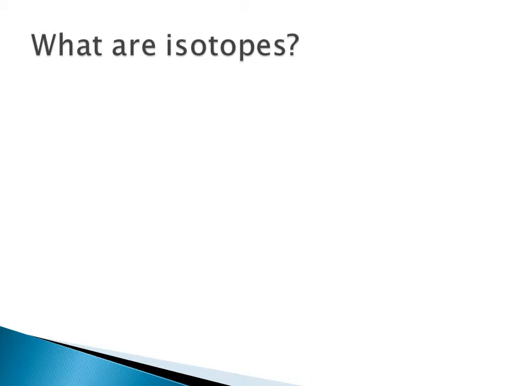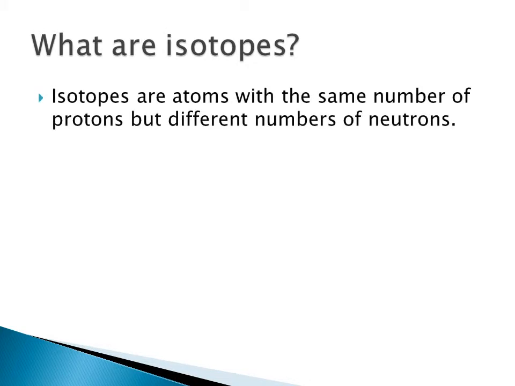Okay, so what actually are isotopes? Well, to put it simply, they are atoms with the same number of protons but different number of neutrons. Or to put it another way, they are atoms with the same atomic number but different mass numbers.